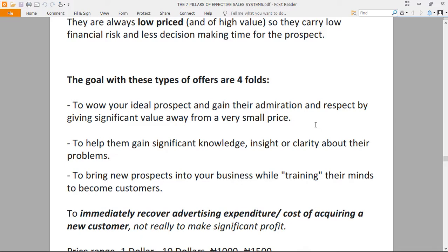Secondly, to help them gain significant knowledge, insight, or clarity into their problems. Now, remember that a free offer will also do this exact thing. Well, one of the reasons you may not want to use a free offer is that if you give something of significant value away for free, people may not use it. For example, you give a full-fledged video course. We are living in an age where there is so much free information out there. So information is really no longer the problem right now. I mean, sorry, ignorance rather is really no longer the problem.